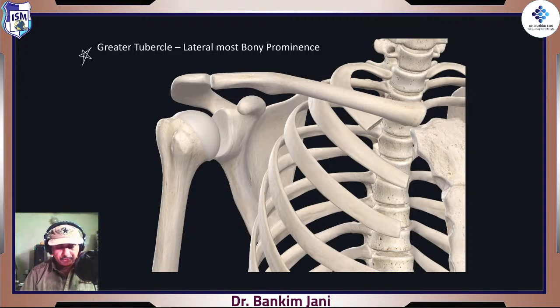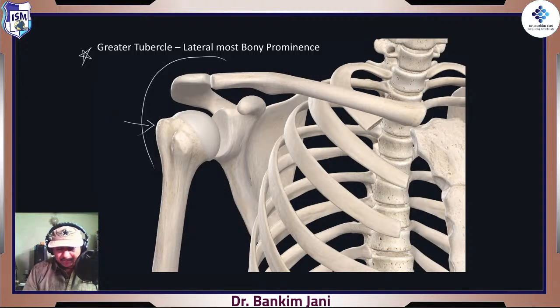This is the greater tubercle, lateral most bony prominence. All you need to do is just touch over here and feel it by yourself. That's the point. You need to feel it. The moment you touch it, you will get that yes, that's the lateral most bony prominence, and that is the greater tubercle. Now you know that this is covered by deltoid, right? That is what is giving that round contour of your shoulder.